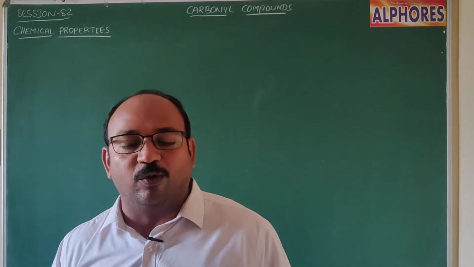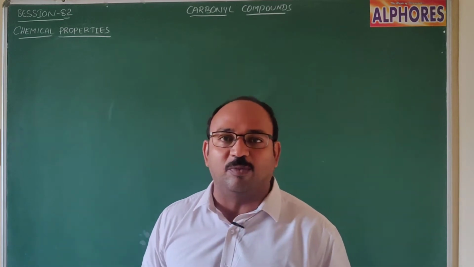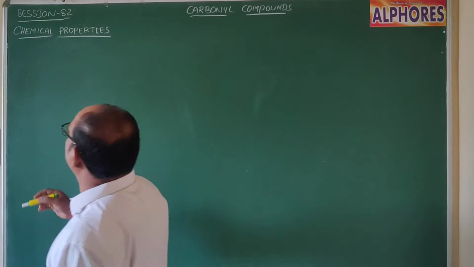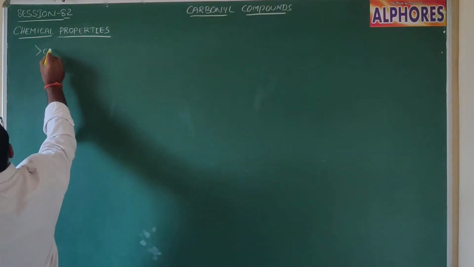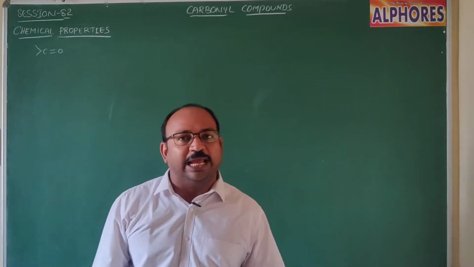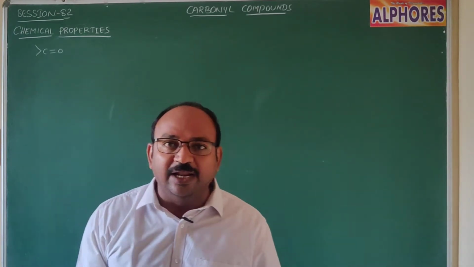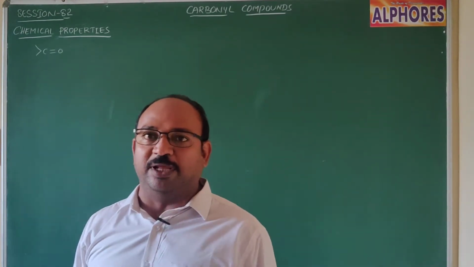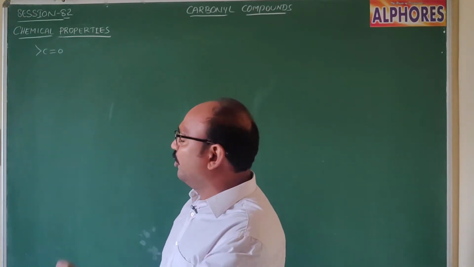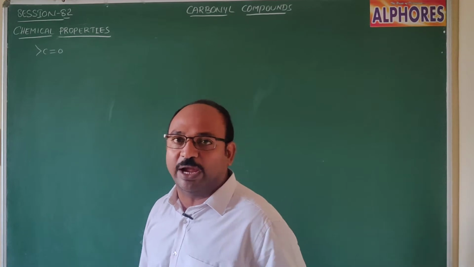In this session, we are going to discuss chemical properties of carbonyl compounds. Carbonyl compounds basically have a C=O group. Because of the presence of the C=O group, addition reactions preferably take place across this double bond. Now, I am going to explain how that addition reaction happens.